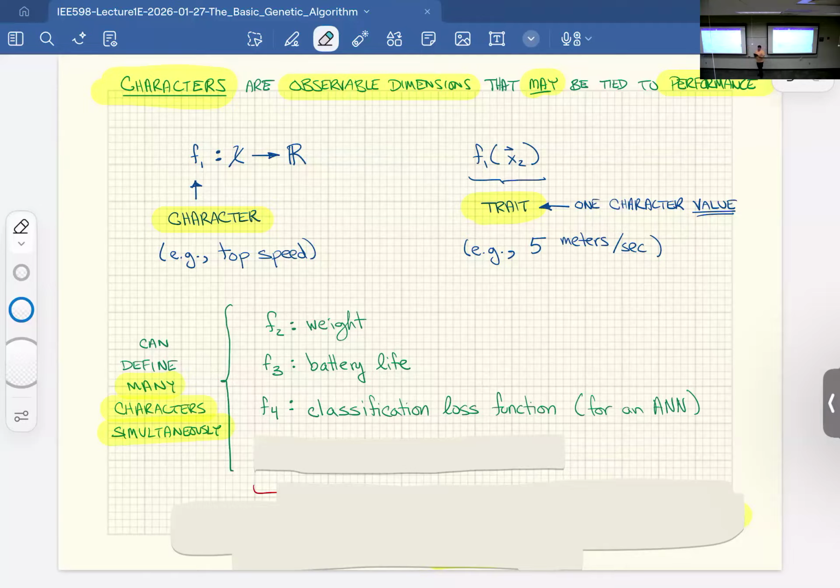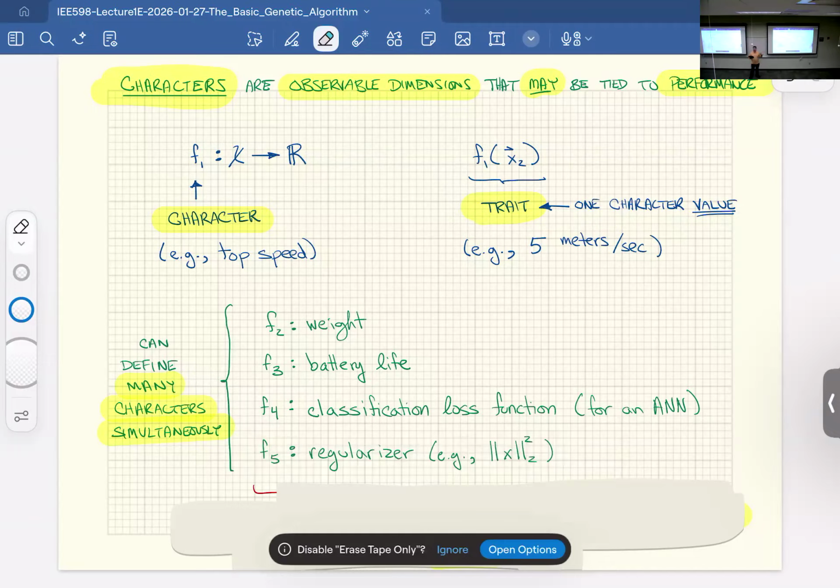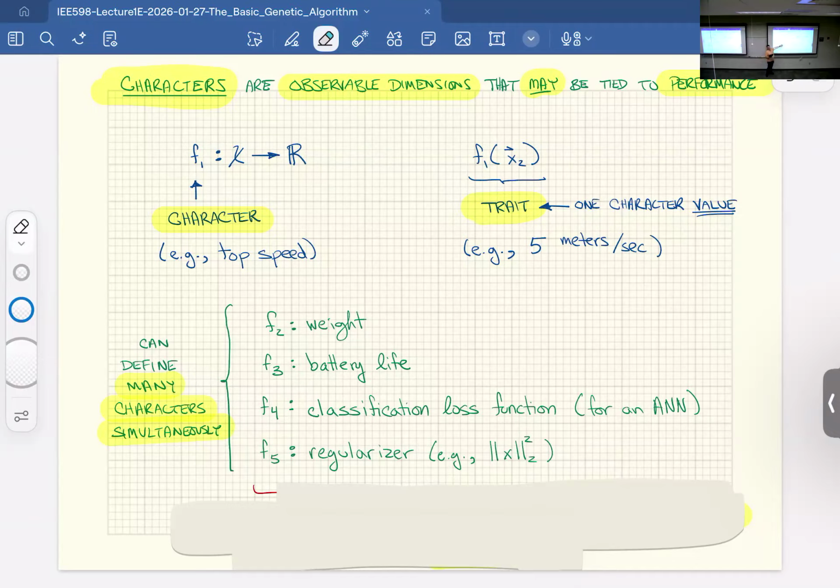Now, at the same time, those who've worked with neural networks know that sometimes we don't just care about the classification loss, but we have other things we tack on. And so in neural networks, there's something called a regularizer, which helps when there are lots of different ways that you can build a classifier. So you've got more weights than you need, and your genotype, your chromosome, has more degrees of freedom than are needed for this problem.